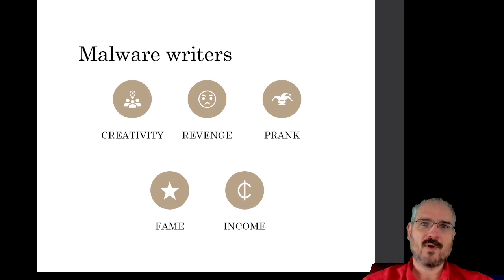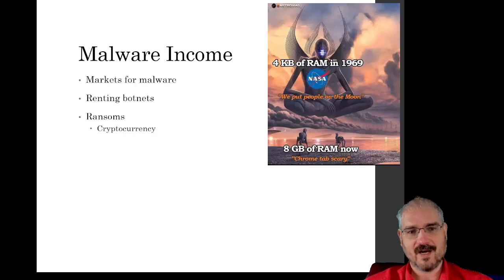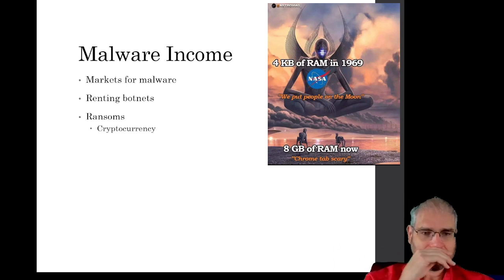And then finally, the fifth one is income. We want to make money. We want to take something of value, whether it's actually cash or cryptocurrency or credit card numbers or something, and use the malware to take it from the people who it belongs to and give it to us, right? And there's a few different ways you can get that income. The few different ways you can turn malware into cash or the cash equivalent, right?